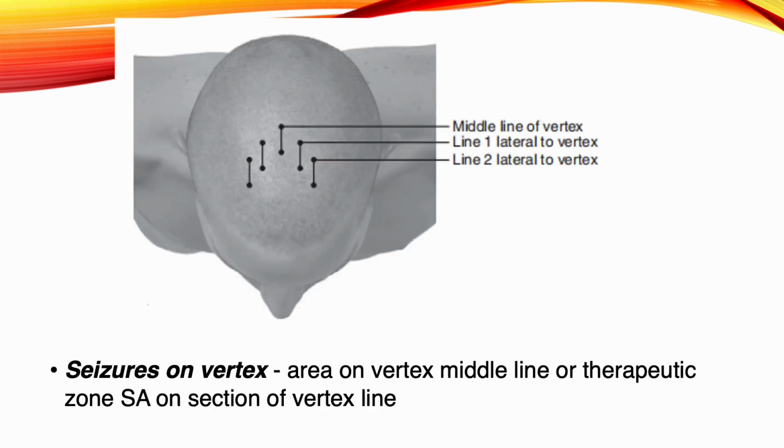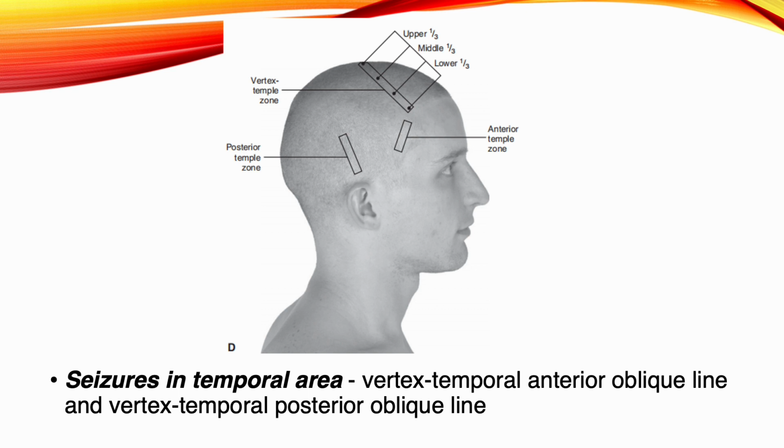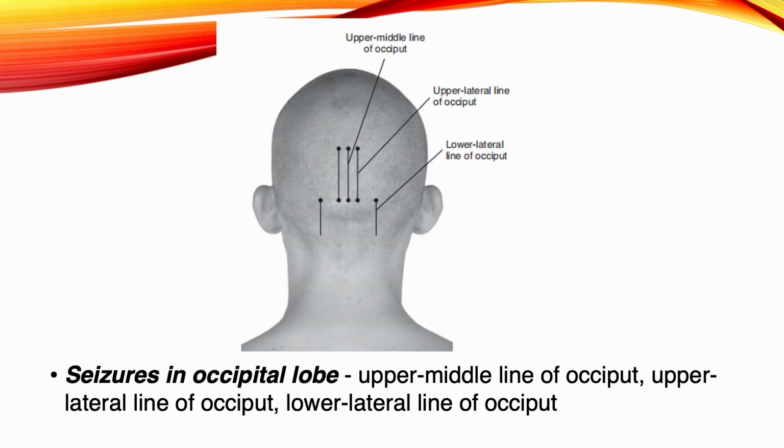If the patient's seizures are located on the vertex, choose an area on the vertex middle line or therapeutic zone scalp acupuncture on the section of the vertex line. If the patient's seizures are located in the temporal area, choose the vertex temporal anterior oblique line and the vertex temporal posterior oblique line. If the seizures are located in the occipital lobe, choose the upper middle line of occiput, upper lateral line of occiput, and lower lateral line of occiput.